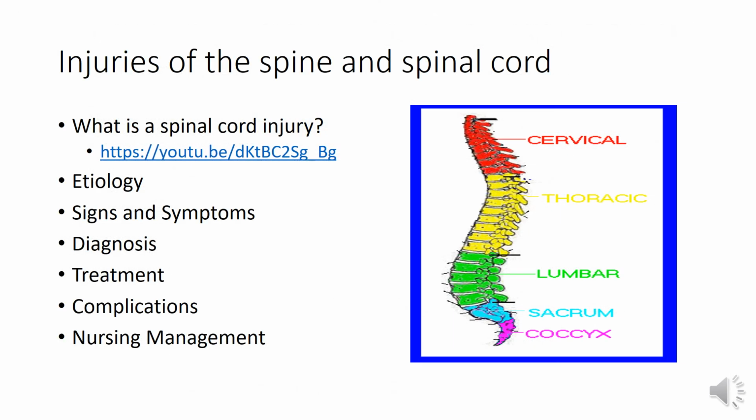Injuries of the spine and spinal cord. The etiology: spinal cord injuries are classified according to their anatomic location. So there are cervical spinal cord injuries, thoracic, lumbar, and sacral. Signs and symptoms include severe injury to the cord above the level of the fifth cervical vertebrae, and it is often fatal if emergency care is not immediate.